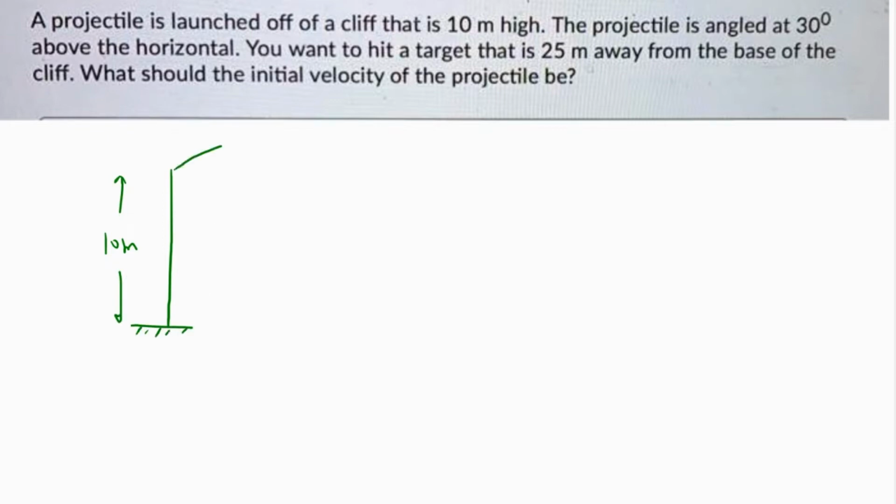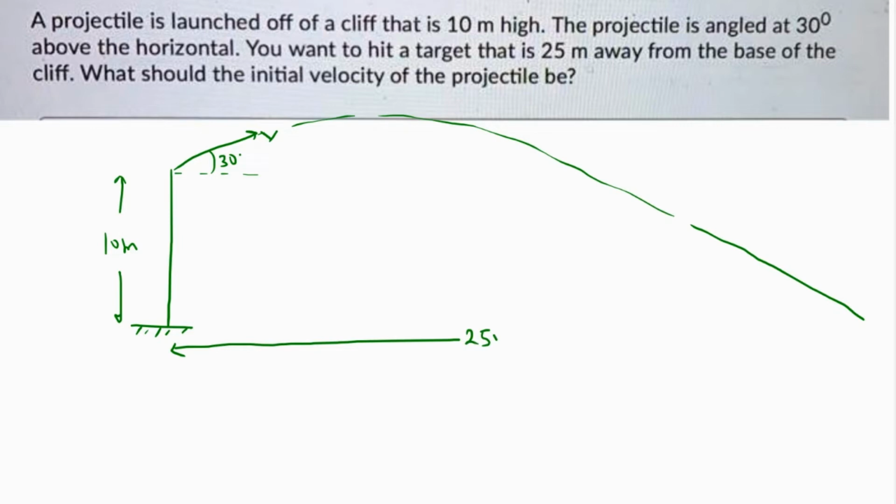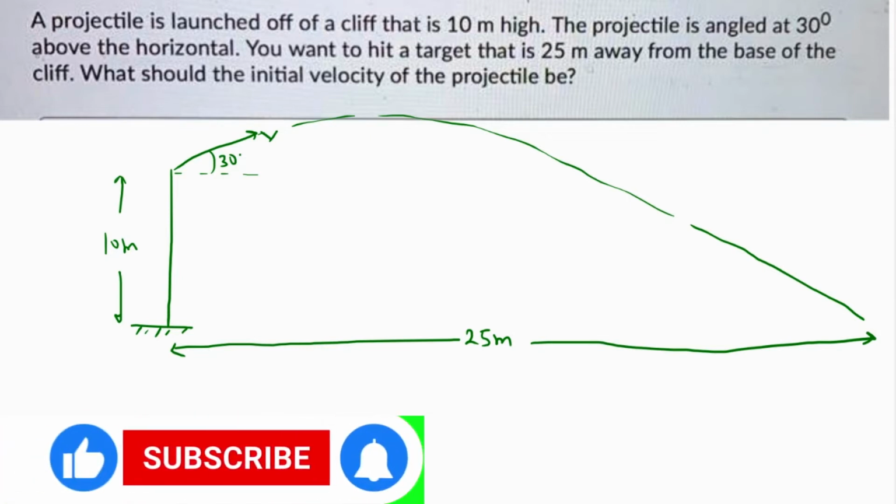It is launched at an angle of 30 degrees from the horizontal at some velocity v. And if it is supposed to hit the target, which is 25 meters away, so this landing point is 25 meters. So what is the initial launch velocity? Let's divide this complete analysis into two parts.